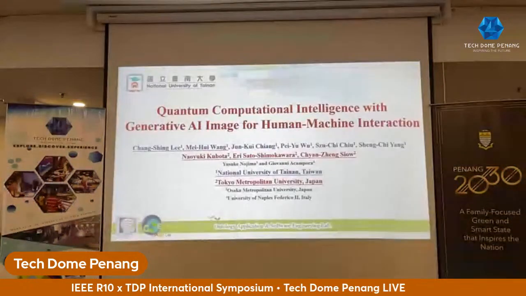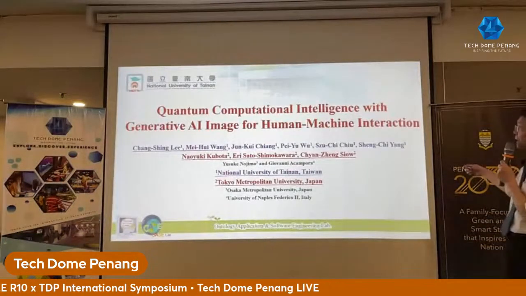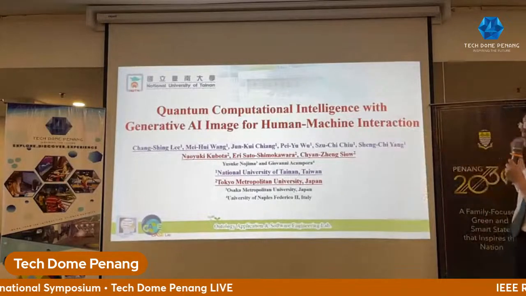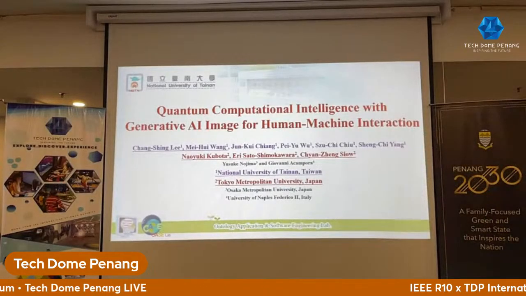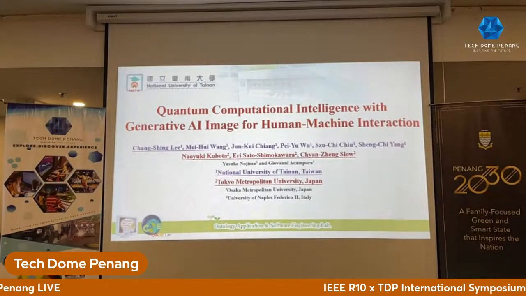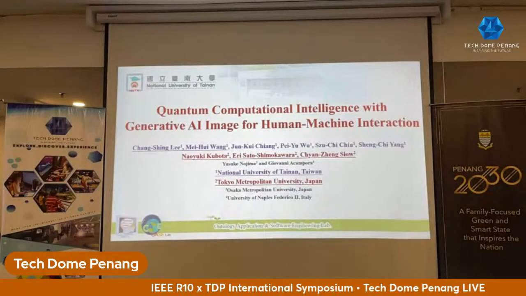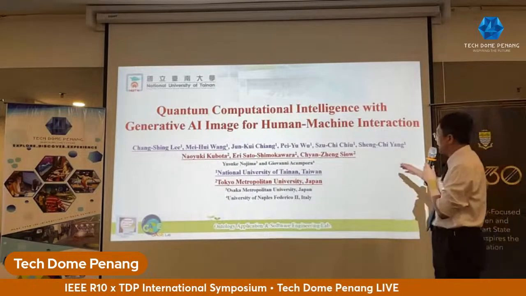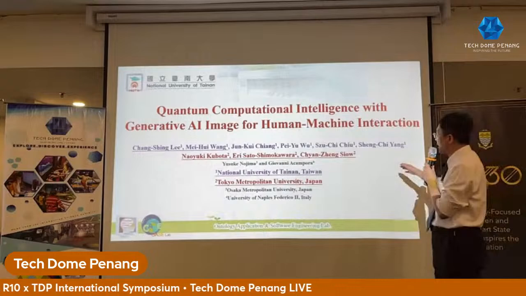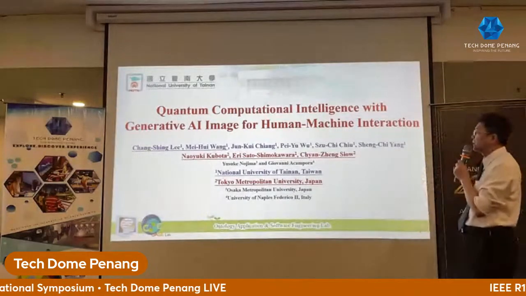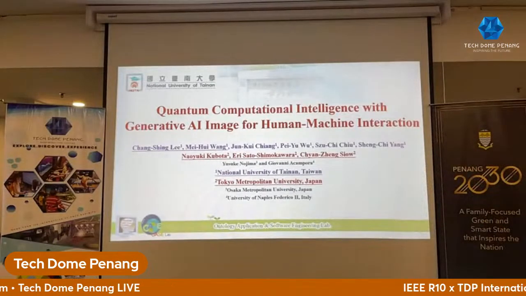So next. So we will present this paper in Japan this year on quantum computational intelligence with generative AI image for human-machine interaction. We co-work with some professors in Japan, in Italy, in Germany, and in different countries, or in Canada.